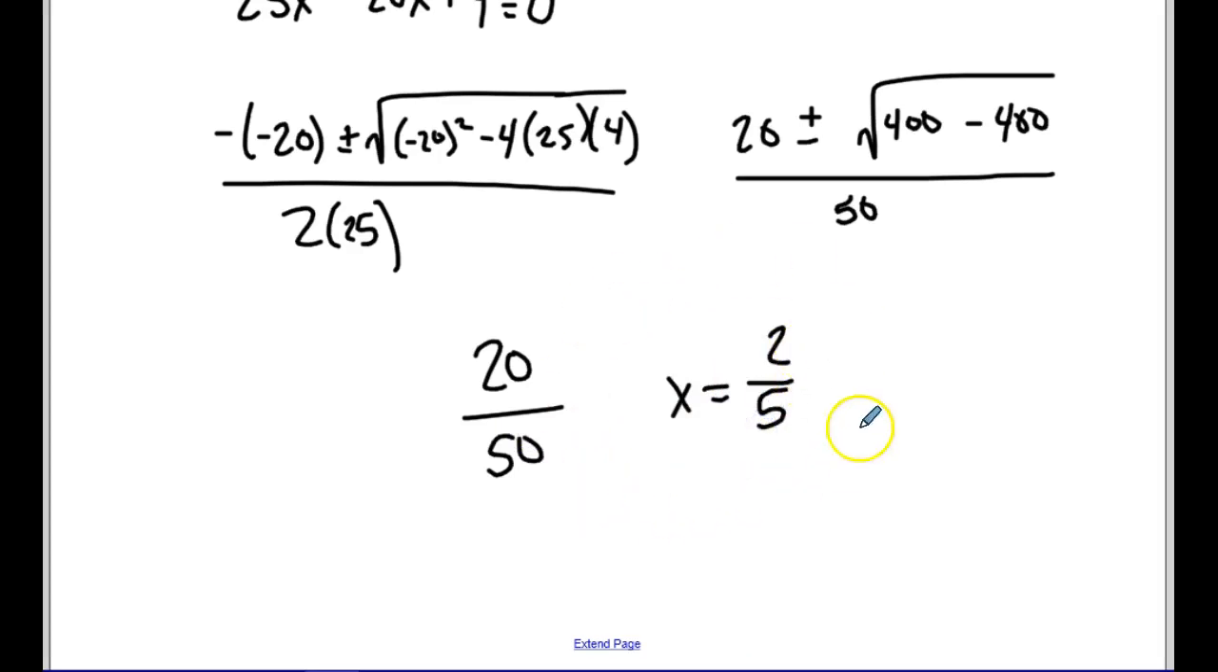So you see here I only have one solution. We can always double check this by graphing it and see where we end up. Don't forget that solutions are where the graph crosses my x-axis. Here it only crosses once, so this also tells me the vertex of my quadratic equation.